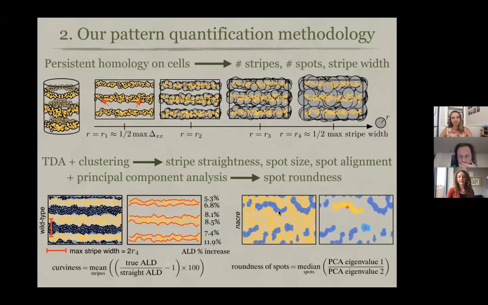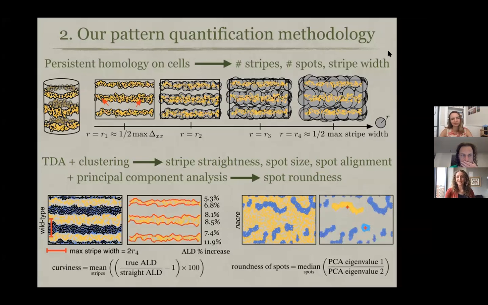For spots, same kind of idea. Once you know the number of spots from persistent homology, you cluster your cells into that many spots. You can identify the centers of your cells and do principal component analysis to look at how varied they are, whether they're kind of round or elongated. So that's our measurement of spot roundness.